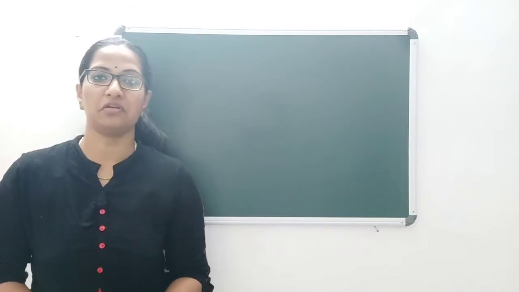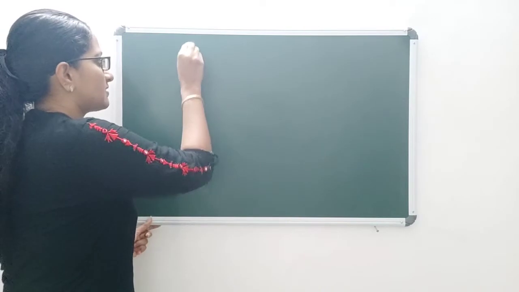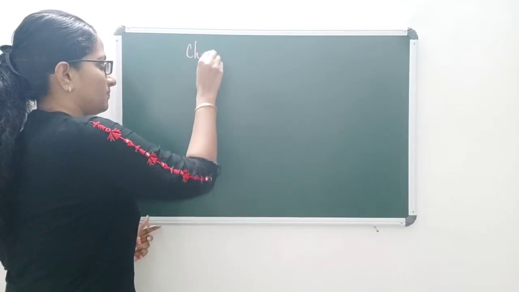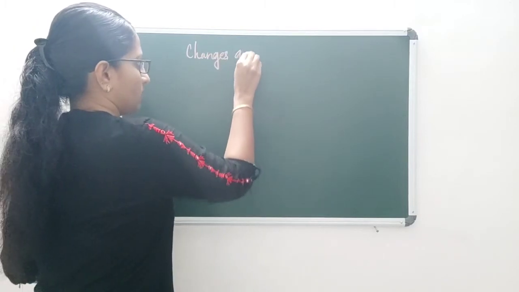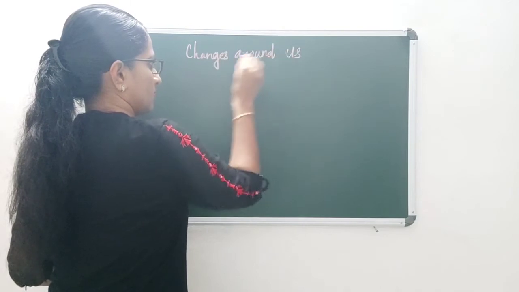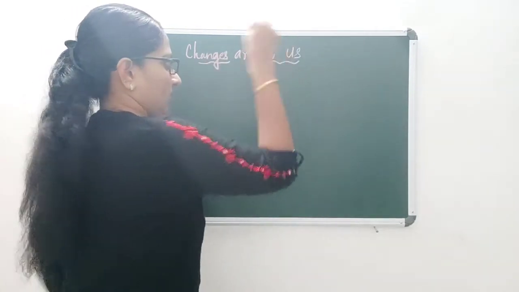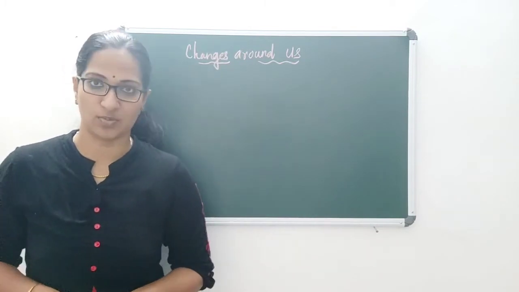Today we are moving on to the 6th chapter, that is Changes Around Us. This is the 6th chapter in your NCERT textbook.